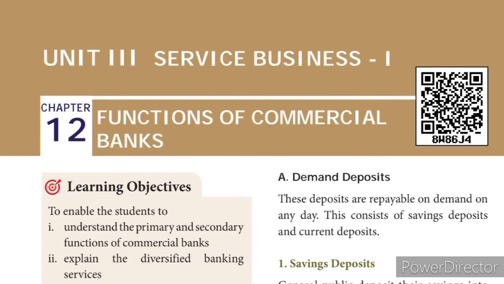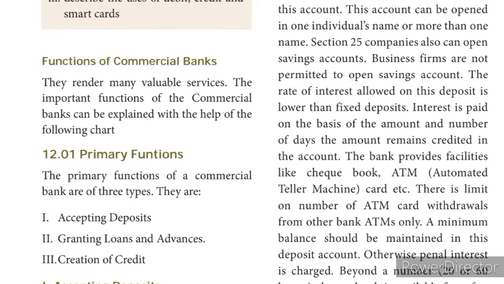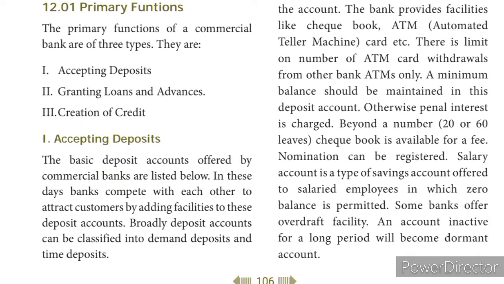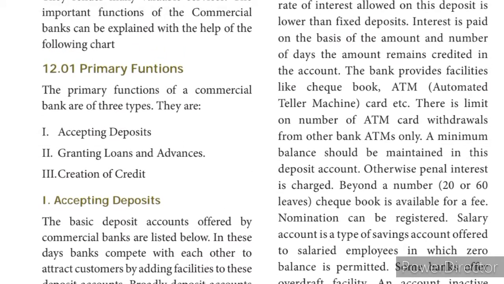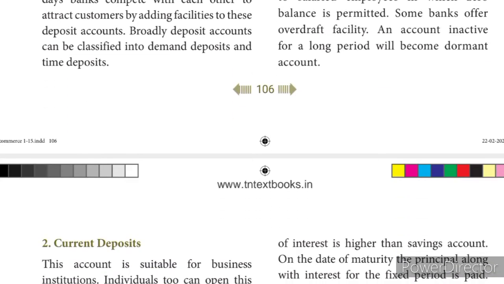So the topic that we are going to see today is chapter 12, that is functions of commercial bank. So what did we see in the last class, students? Do you remember? We saw about the different functions of commercial bank. We started with the primary function. So we learned about three types, that is accepting deposits, granting loans and advances, and creation of credit. So we just completed accepting deposits. In accepting deposits, we saw the demand deposits, saving account, current account, all that we saw. Then time deposit we saw, fixed deposit and recurring deposit we saw, isn't it?